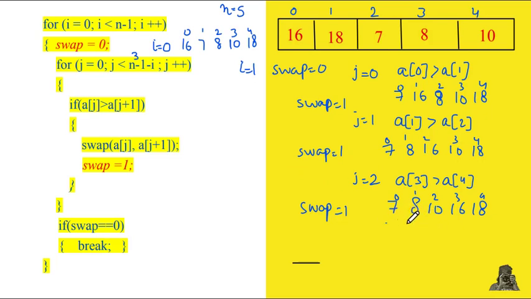So this is our final array after the second pass. Now we can see the positions of 16 and 18 have been fixed after the second pass. The two elements have been fixed to their correct positions, in their appropriate sorted order. Now we will move and check for this condition. Swap's value is 1, so that's why we need to execute the further iteration of the outer loop.